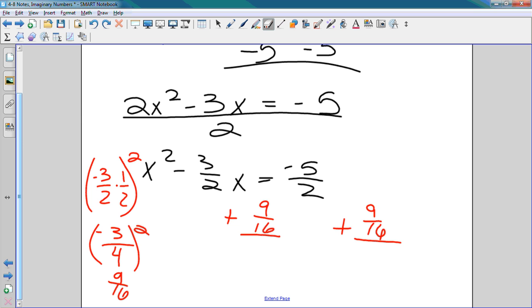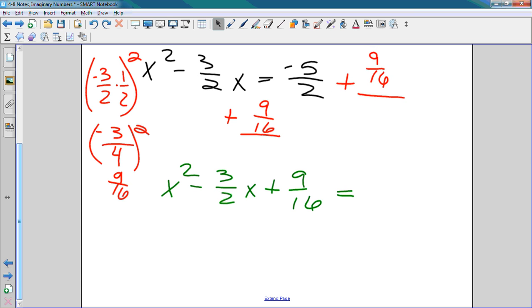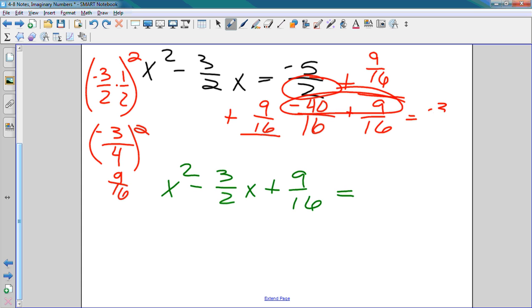I'm just going to rewrite that. Now, adding fractions. How do I add fractions? Well, I'll change this so it has a denominator of 16. In order to do that, you have to multiply by 8, so I'm going to have negative 40. That's negative 5 times 8. Negative 40 plus 9. Denominator stays the same.